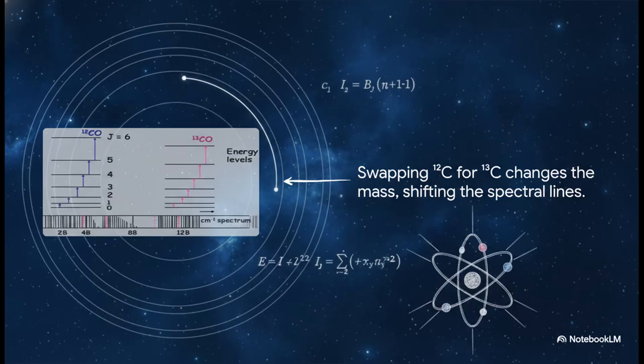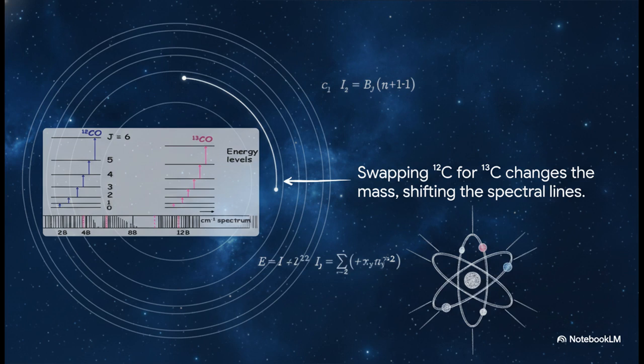And check this out. This technique is so sensitive, we can actually see the tiny effect of swapping an atom for one of its heavier isotopes. So if we look at a sample of carbon monoxide that has both carbon-12 and carbon-13 in it, we actually see two barcodes kind of overlapping. The heavier molecule is harder to spin, so it has a larger moment of inertia, which means a smaller B value, and that gives it a slightly more compressed spectrum.